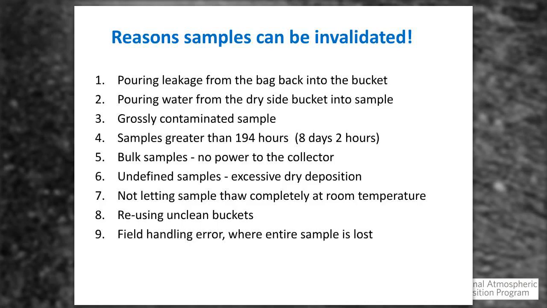Bulk samples, no power to the collector. If you're running on solar power, or you have power issues, whatever it may be, we ask that you go to bulk samples. At least we're collecting something. If you have a power issue and you don't address it and the sample collector stays closed, then we don't collect any sample. We would rather have a bulk sample than nothing at all. Undefined samples, excessive dry deposition, once again, goes to equipment issues. If we're having a problem with the sensor in the motor box, you've got a collector that stayed open and there hasn't been any precipitation, that can be one of the codes that invalidates the samples.